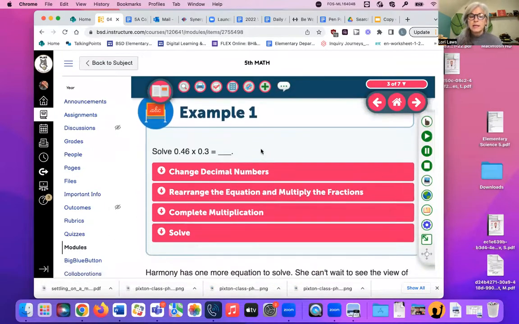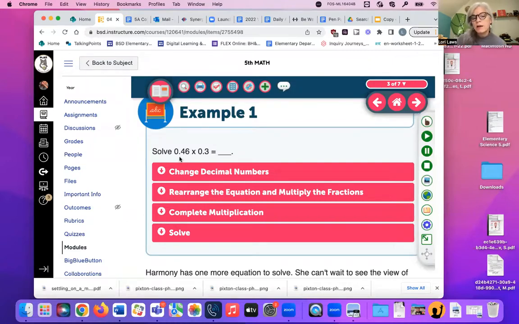So here they go again. Change the decimal number by timesing it by 10 and then a tenth again to turn it into 46 100ths. Okay. And then change this one, rearrange the equation and multiply the fraction, complete the multiplication and solve. So all they're saying is you can kind of pretend like that decimal isn't there.